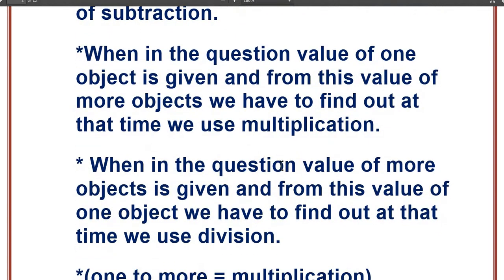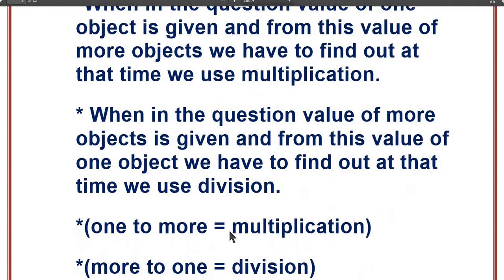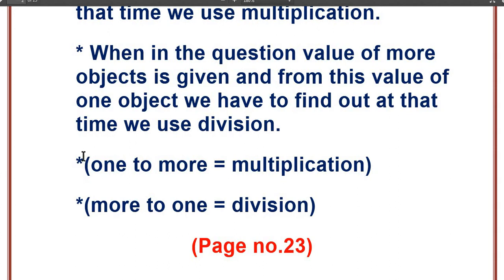Next, when in the question the value of more objects is given and from this we have to find out the value of one object, at that time we use division. It means we make one slogan: 1 to more is equal to multiplication and more to 1 is equal to division. Now our important points are over.